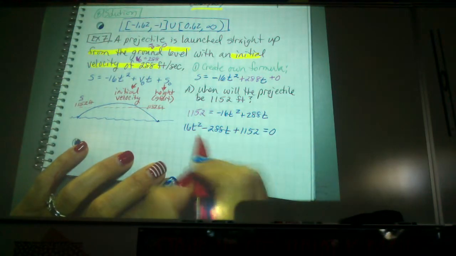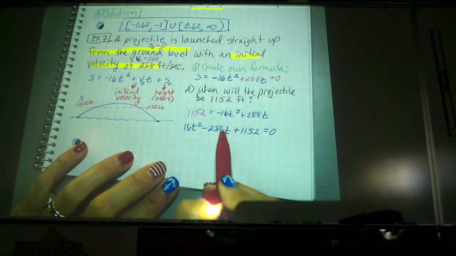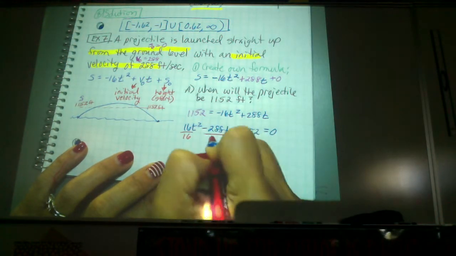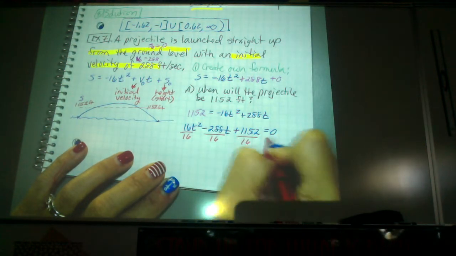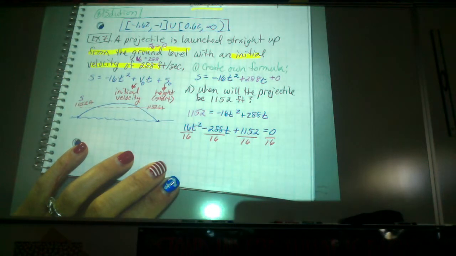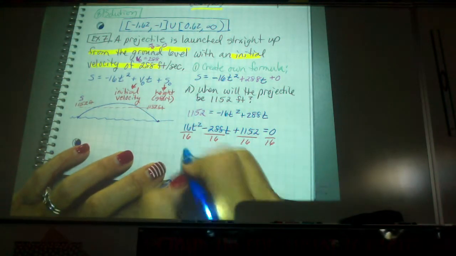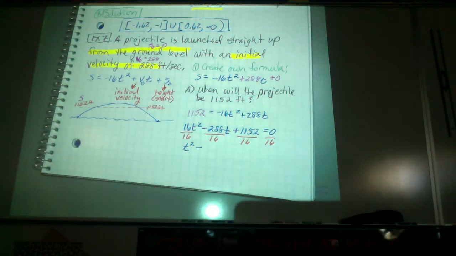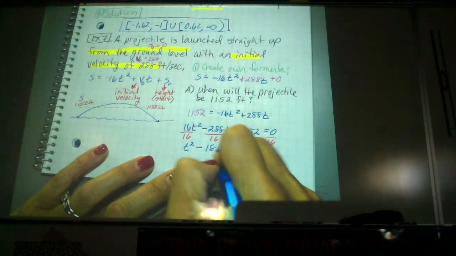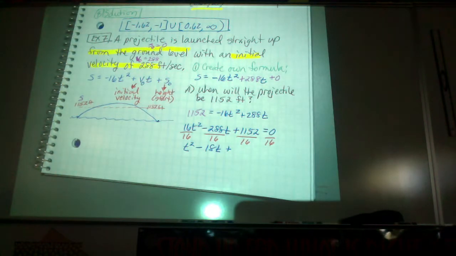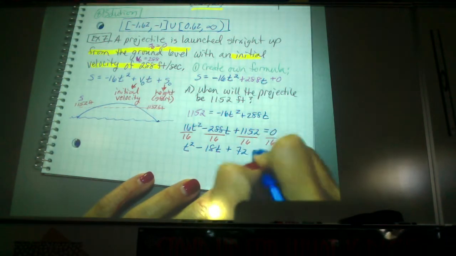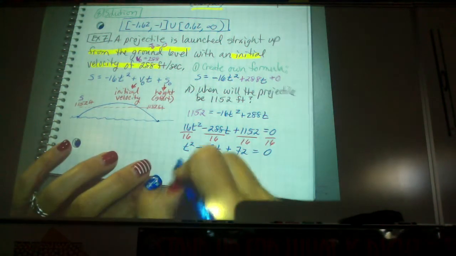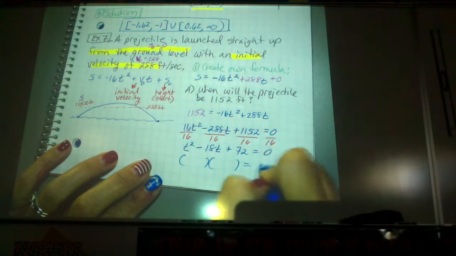So I am going to attempt to check on my calculator: are all of these divisible by 16? Yes, indeed they are. So I'm going to divide everything by 16 because I want my numbers so much smaller if I can get them there. And so I end up with t squared minus, I'll do the math for you, 18t plus 72 equals 0. So now that should be a fairly simple factoring where we just throw it into parentheses.